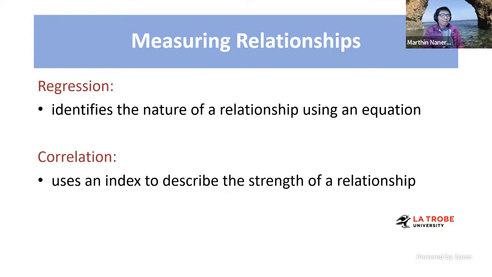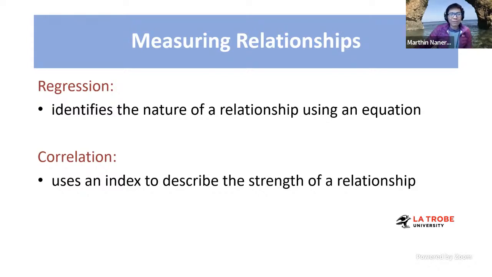Then we also have correlation. With correlation, we don't really know which one affects which, because all we know is that between the two variables, this one goes up and the other one goes down, or the other one goes up too. That's all we know about correlation. Correlation uses an index to describe the strength of a relationship, between 0 and 1. You can look at that correlation to see how strong the relationship is.